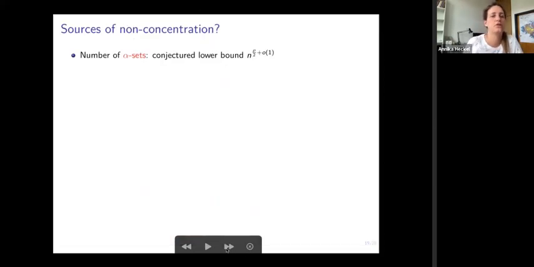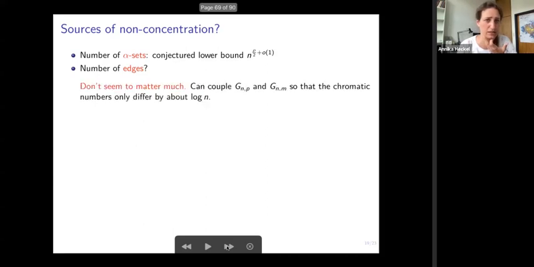Now, is this all, or are there other sources that introduce non-concentration into the chromatic number? So we have this conjectured lower bound coming from the alpha sets. Another obvious candidate would be the number of edges, because we have order n squared edges, so that varies by something of order n. So this seems like it might make a big difference to the number of colors that we need. But this actually turns out not to be important.